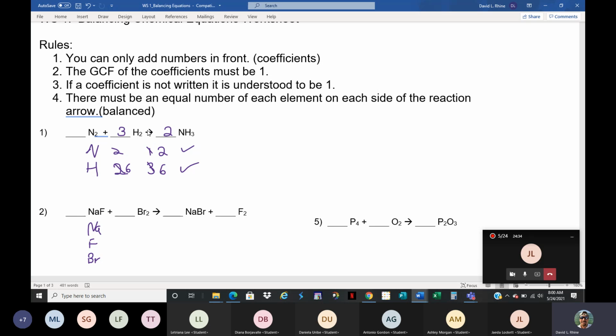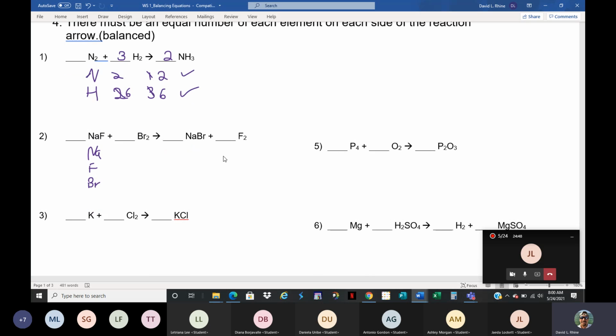Now remember, this is your reaction arrow, and you have to have an equal number of each element on either side of the reaction arrow. So it's just a simple number puzzle is all it is. So we'll go to the second one here. We have sodium, we have fluorine, and we have bromine. Those are our elements.